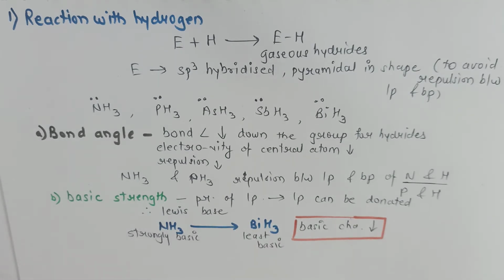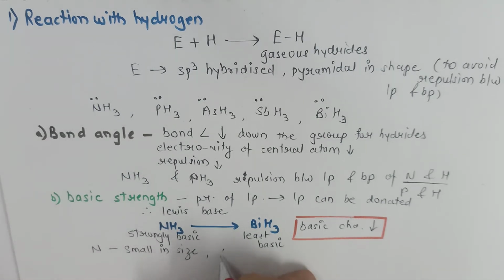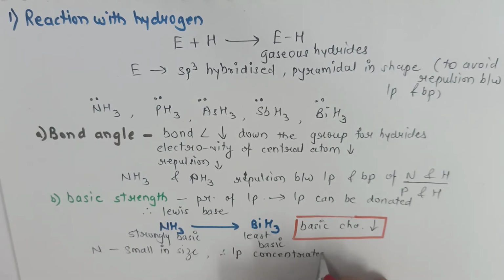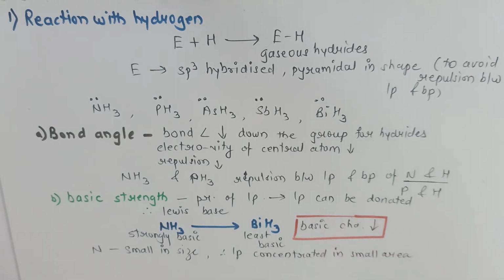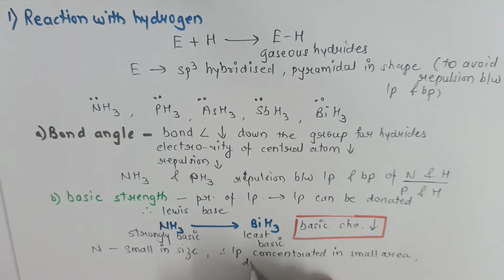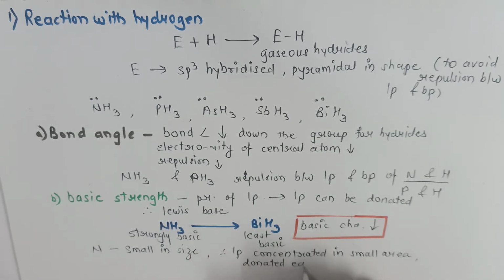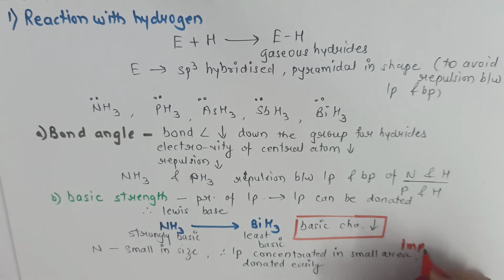Now the question is, why does ammonia become strongly basic in nature? We know nitrogen is small in size, and therefore the lone pair gets concentrated in a small area, and therefore this lone pair can be donated very easily. As a consequence, ammonia becomes strongly basic as compared to bismuth hydride. Remember, this is one of the important give reason questions.